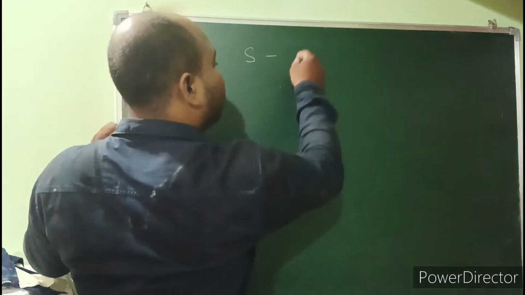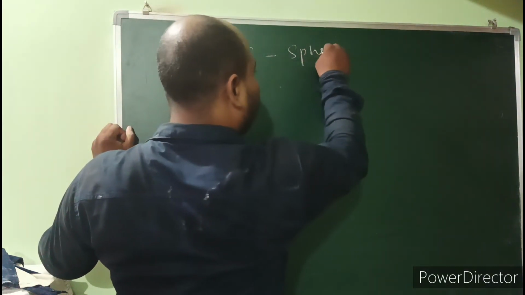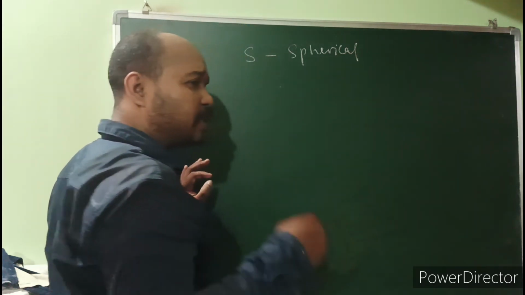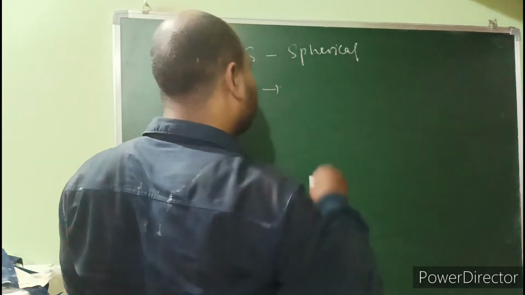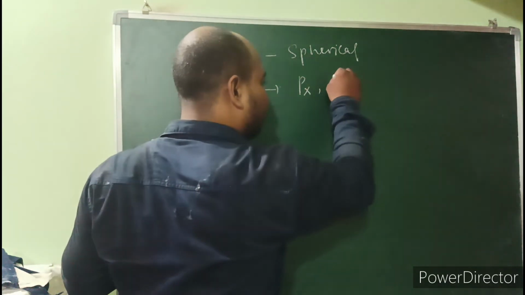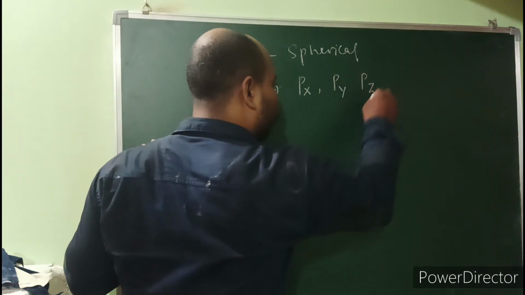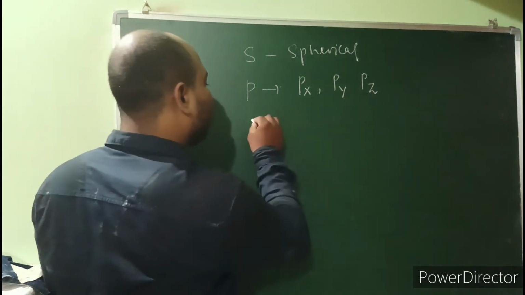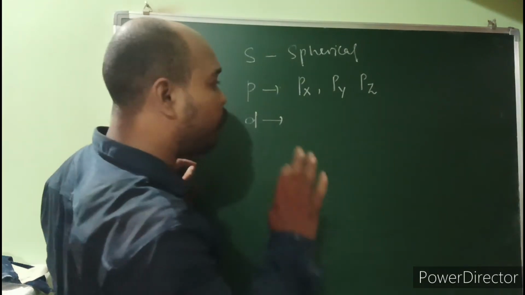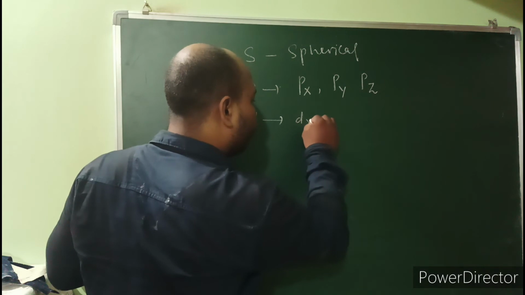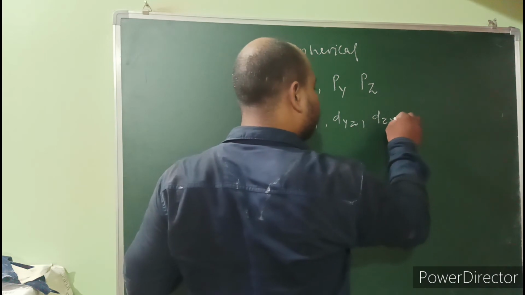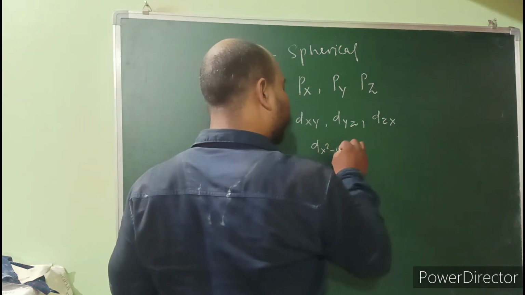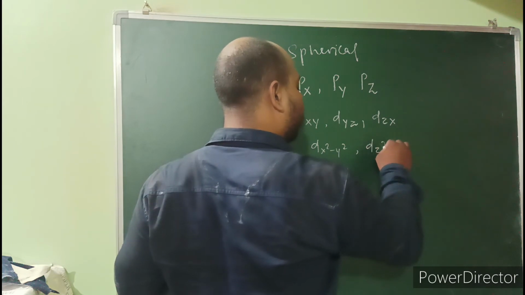What are the names? For S, it is spherical, which means it is identical in all directions. For P, we got 3 orbitals, that's why these are named on the basis of axis: px, py, pz. Similarly, in the D subshell, we found 5 orbitals. Those are named dxy, dyz, dzx, dx square minus y square, and dz square.